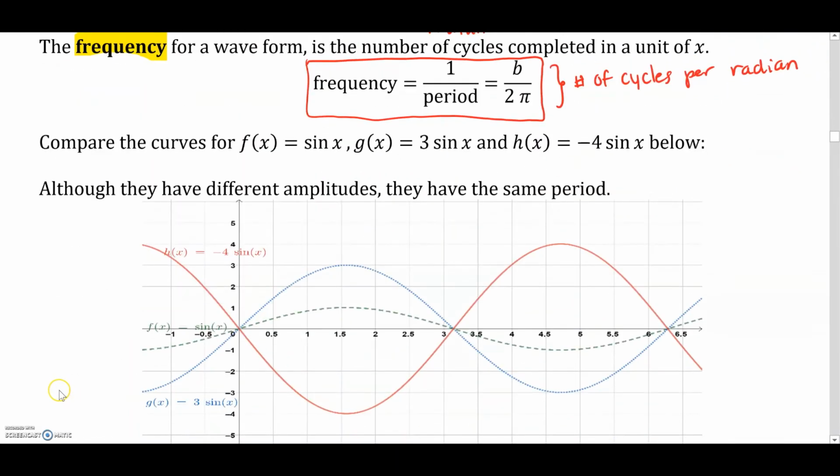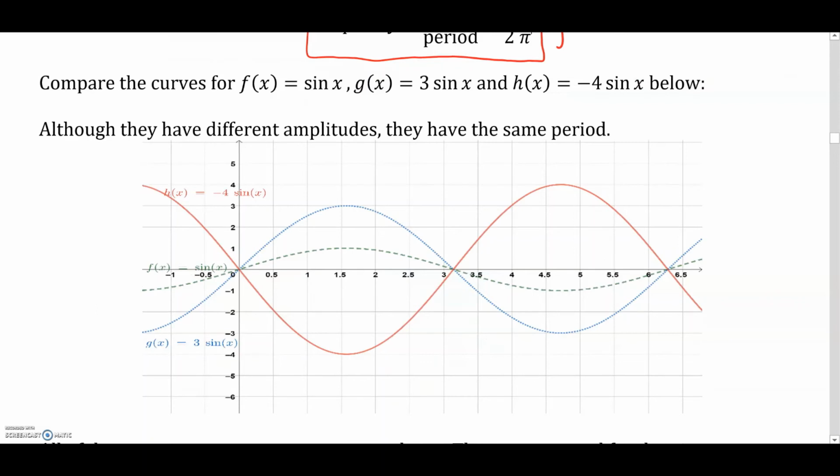In the graph below, we're going to compare the curves for f of x is equal to sine x, our original function for sine x, and g of x is equal to 3 times sine x, as well as h of x is equal to negative 4 times sine x. We can see that the amplitude of each of these functions is very different. So one has an amplitude of 1. The blue curve, g of x, has an amplitude of 3, and h of x has an amplitude of 4.